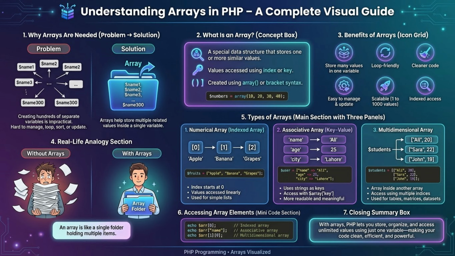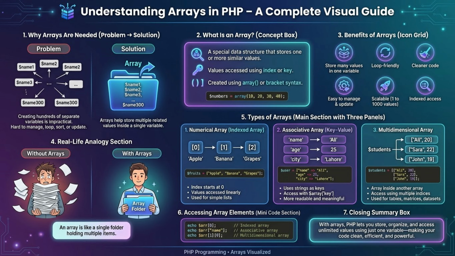Without arrays, managing many pieces of data feels like holding a stack of loose papers. Messy, confusing, and hard to work with. With arrays, it becomes like storing those papers nicely inside a folder. Everything is organized, easy to find, and simple to update. This analogy represents exactly what arrays do for your code: turn chaos into order.